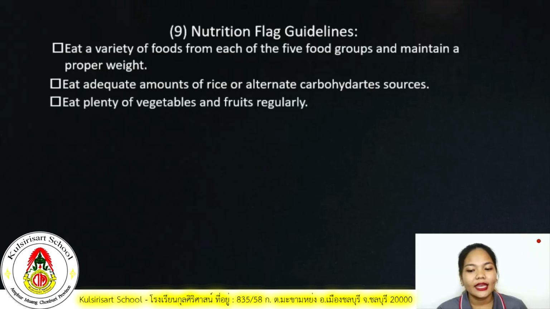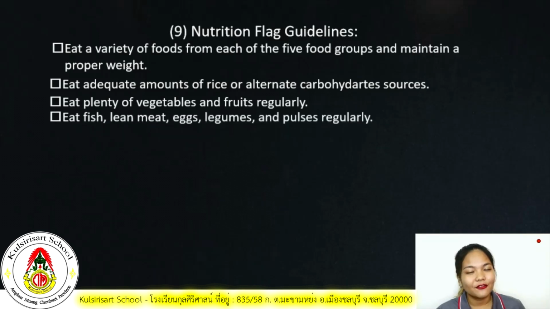Next one, eat plenty of vegetables and fruit regularly. This is very self-explanatory because vegetables and fruits are rich in different vitamins and minerals which will help you have a healthy lifestyle. Next one, eat fish, lean meat, eggs, legumes, and pulses regularly.